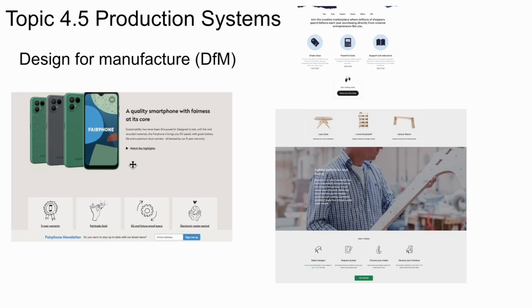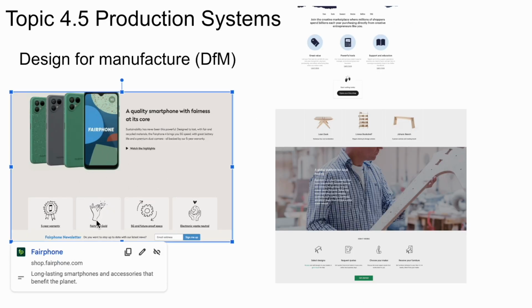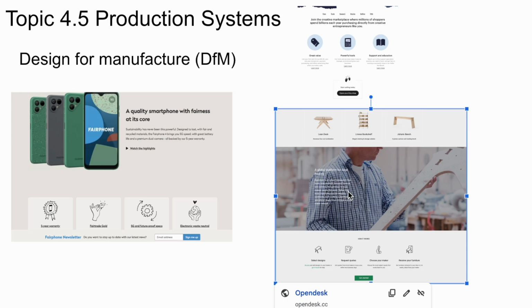This is an example of Fairphone. You can click on their website and have a good look through there. But their business model is to try to make phones that are long lasting and that can be repaired and upgraded so that you don't have to throw away the whole phone. This is OpenDesk. This is a mass customization type product, and they make furniture that you can make bespoke. It's mass customization, so it's that idea that we just talked about in productions.